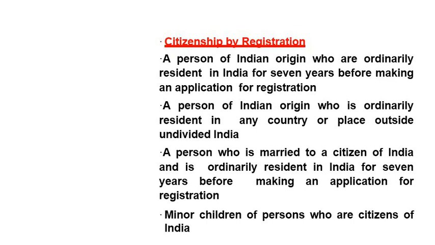A person of Indian origin who is ordinary resident in any country or place outside the undivided India. A person who is married to a citizen of India and is ordinary resident in India for 7 years before making application for the registration, same as the first point. And the minor children of persons who are citizens of India.